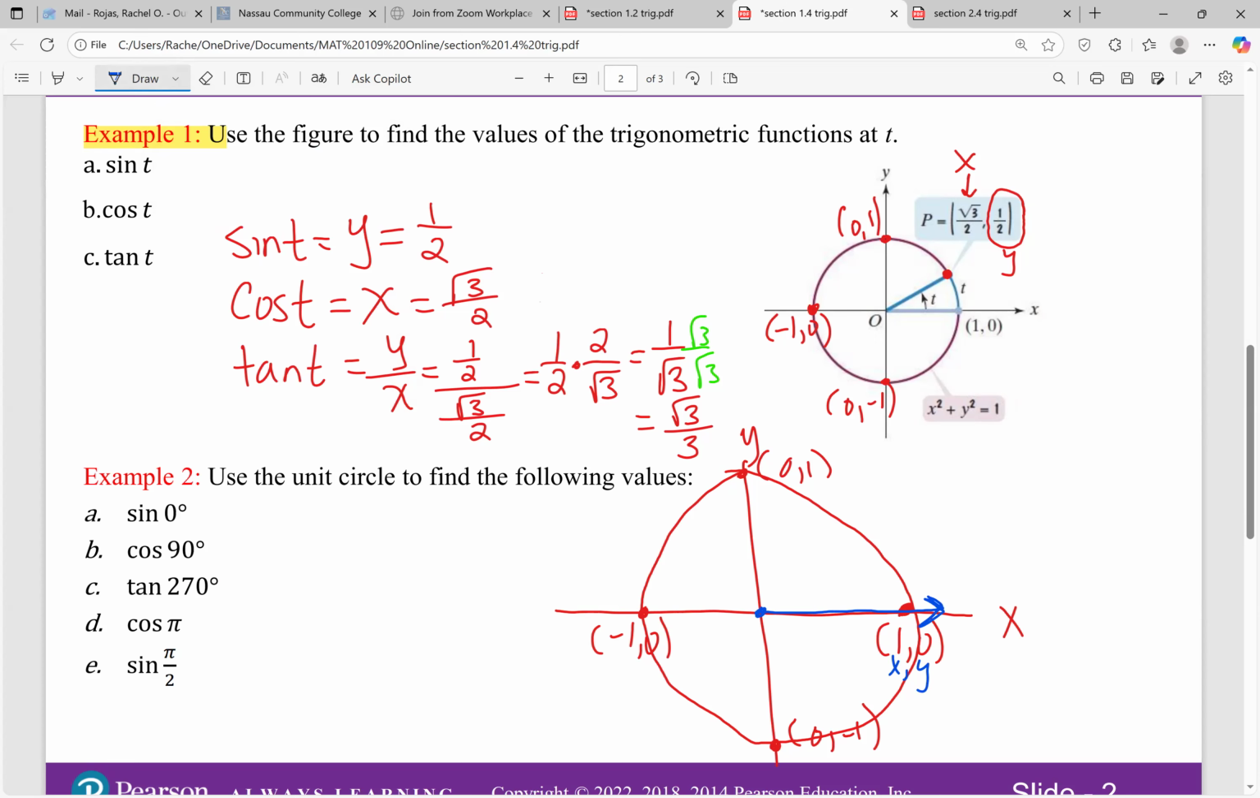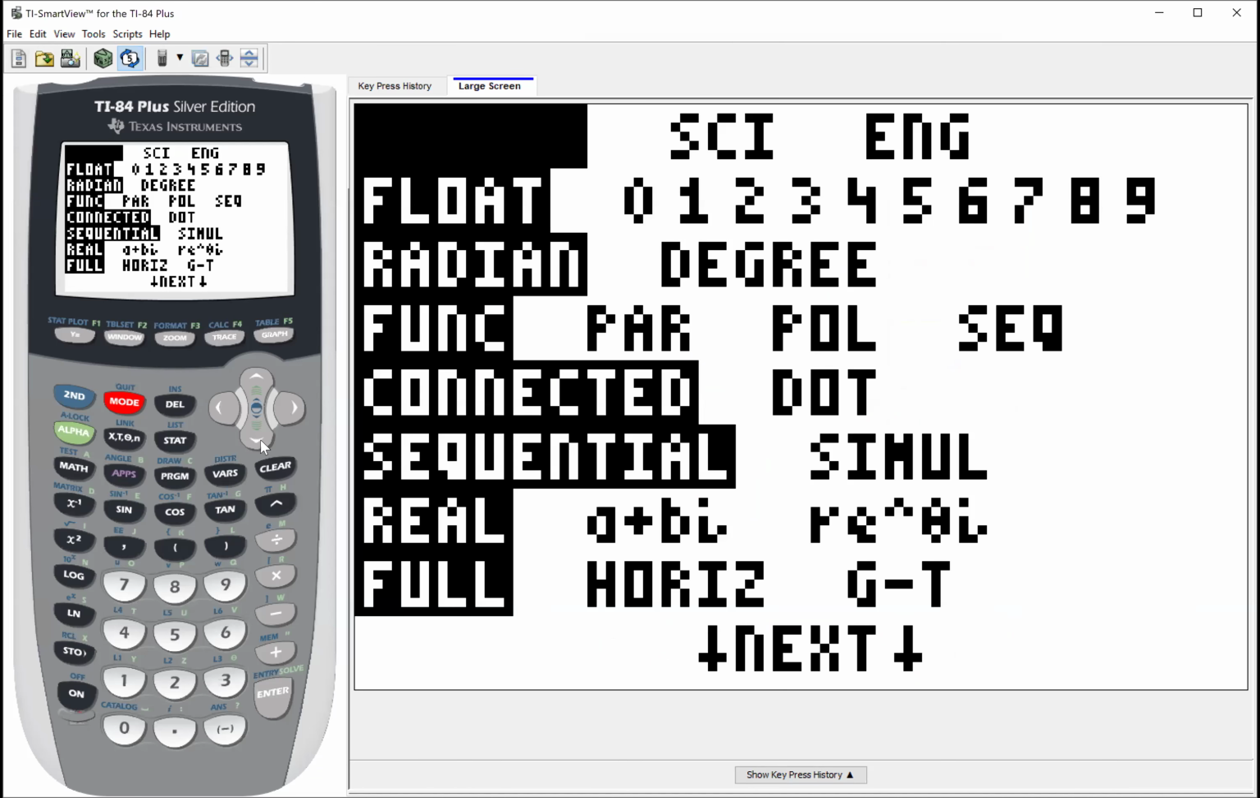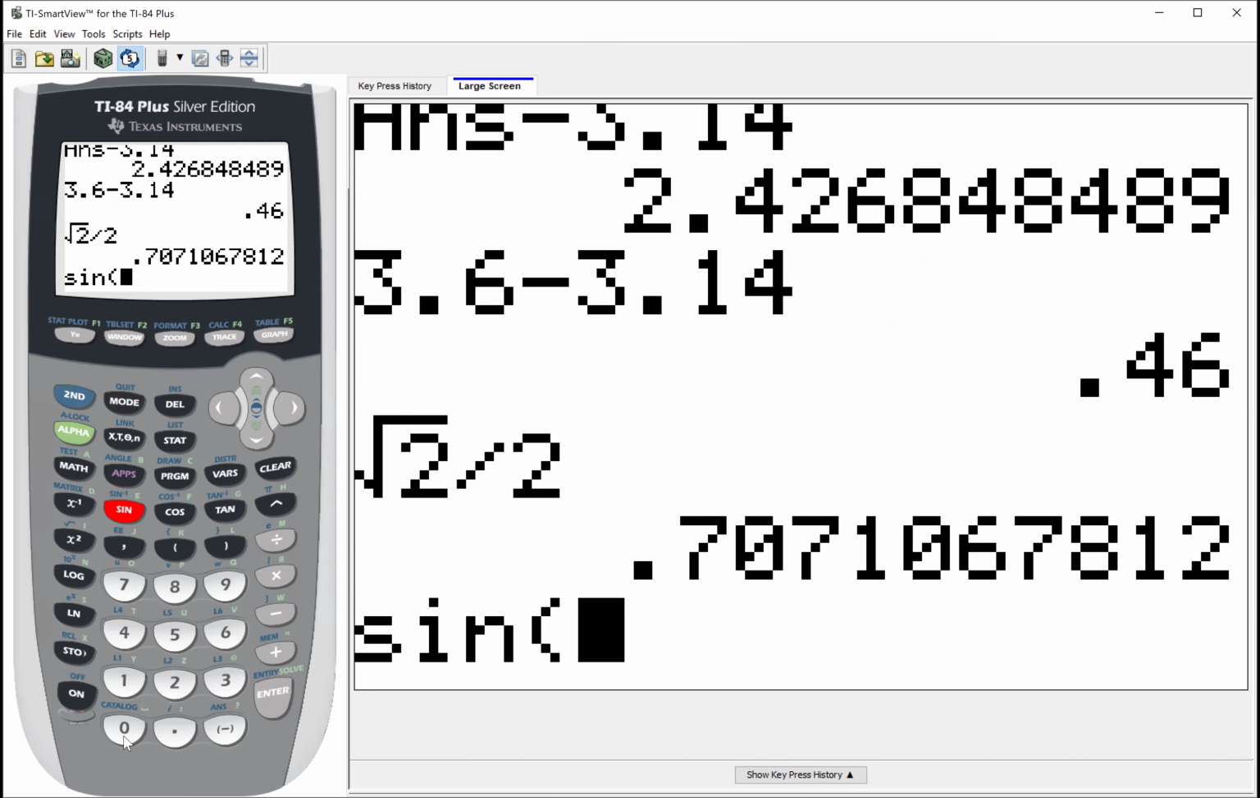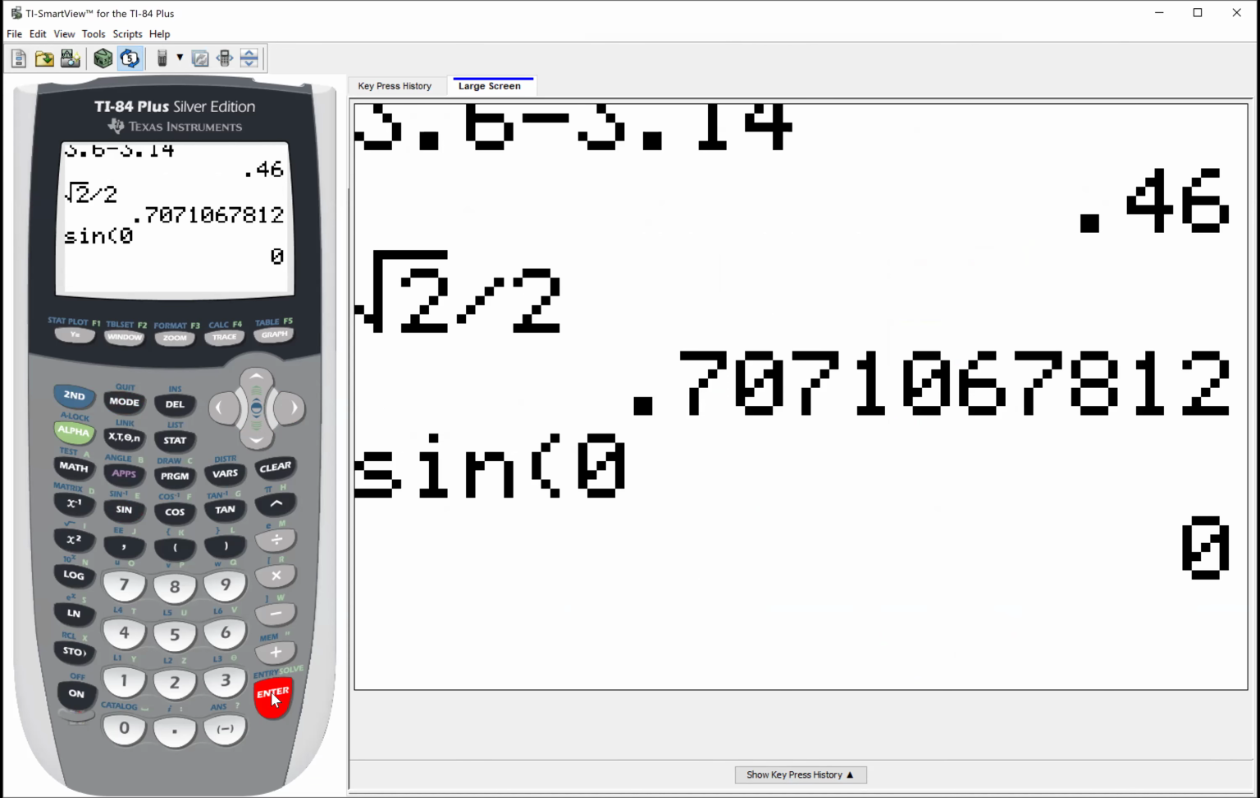And sine, remember, sine of theta or sine of t is equal to y. So sine 0 is going to be equal to y. And what's that y value at that point? It's 0. So the sine of 0 degrees is equal to 0. And look, the calculator is going to tell us the same thing. So let's go to the calculator. Make sure you're in degree mode. And now let's type in the sine of 0, and we get 0.